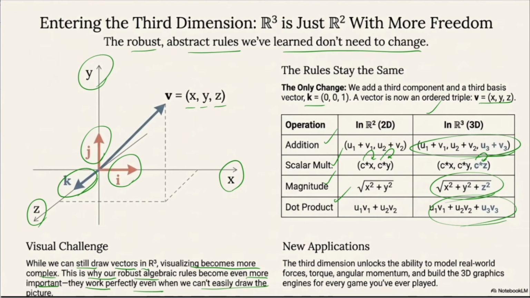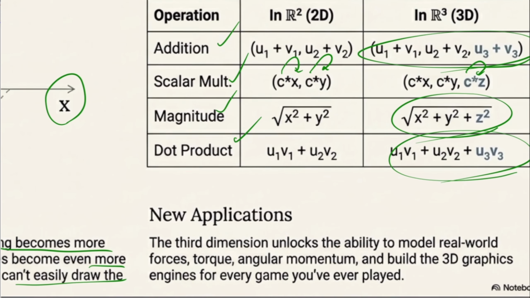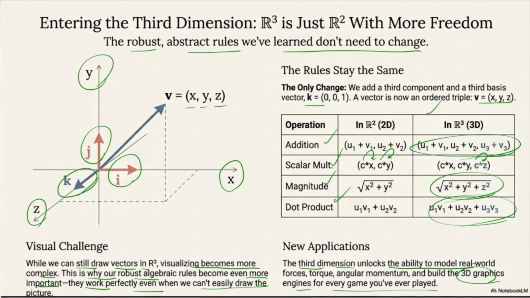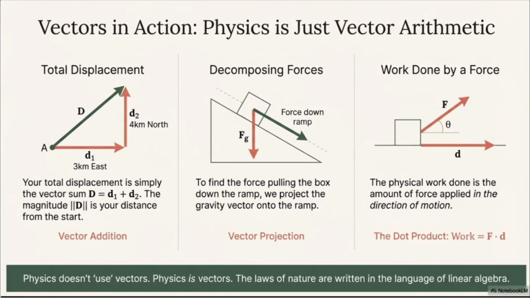But the good thing is that we do have algebra on our side, so we can use it. So what are the applications of this? The third dimension actually unlocks the ability to model the real world: force, torque, and angular momentum. It means that we have more access to 3D objects, 3D graphics, and games. Every game that you have ever played uses this concept.